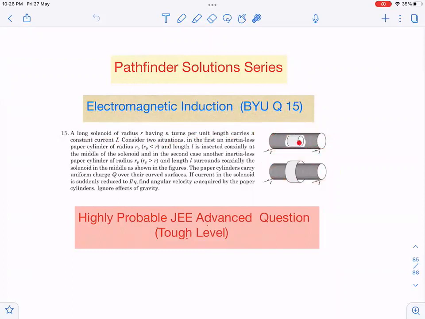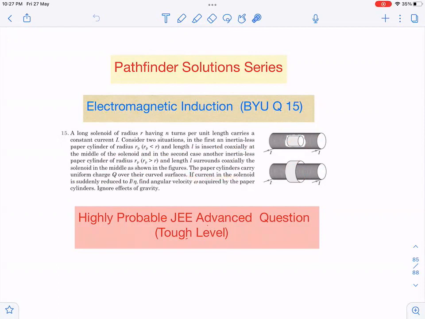And in the first case, there is a cylinder now, which is inertia-less. It is a paper cylinder, which does not have any inertia. Its radius is less than the radius of the solenoid, right? First case. And length L, it is inserted coaxially, so the axis is the same, at the middle of the solenoid. And in the second case, the same thing happens, just that now the radius of the cylinder is more than the radius of the solenoid. Now the paper carries uniform charge Q over its curved surface. So on this curved surface, uniform charge Q.